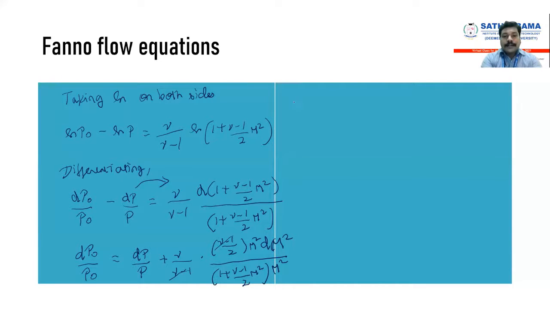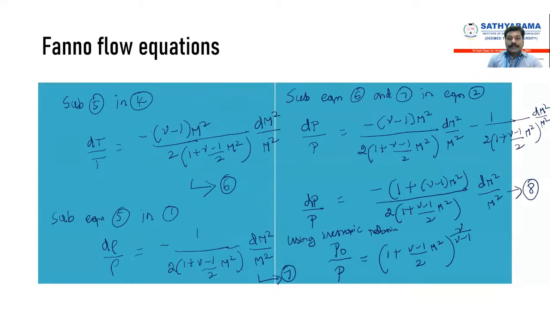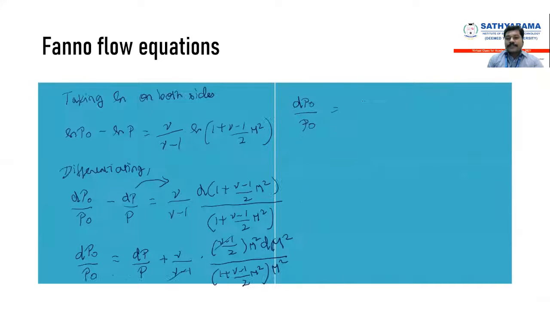So what we finally have: dP naught by P naught is equal to dP by P, just substitute. So what is your dP by P? This is from equation number 8. So minus of (1 plus (gamma minus 1) M square).